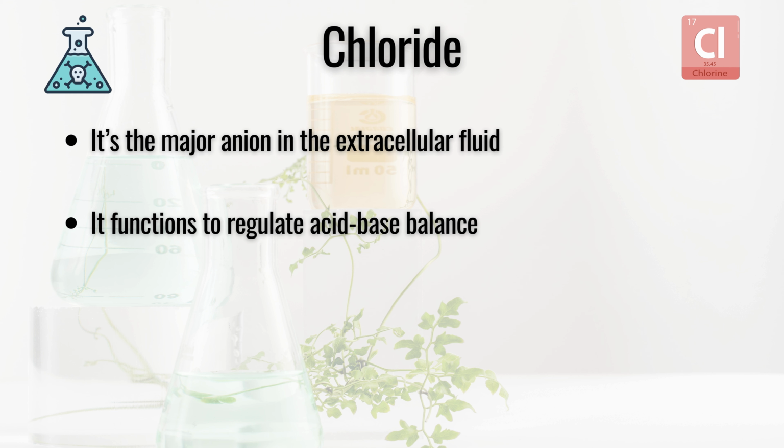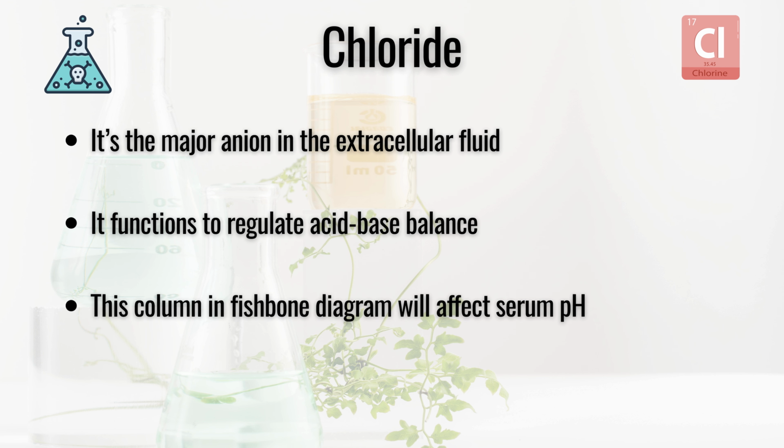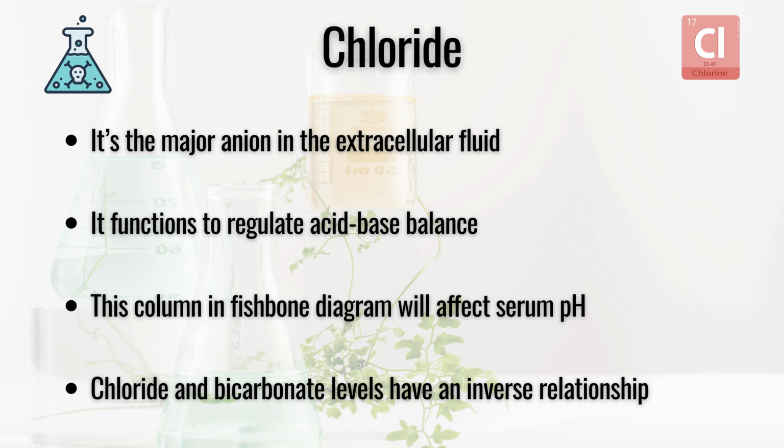In the Fishbone Diagram, chloride is right above bicarb, and you should understand that this column is the acid-base column. These two values affect serum pH. Without going into any detail about the Stewart approach or strong ion difference, just believe me when I say that chloride and bicarb are inversely proportional to each other.